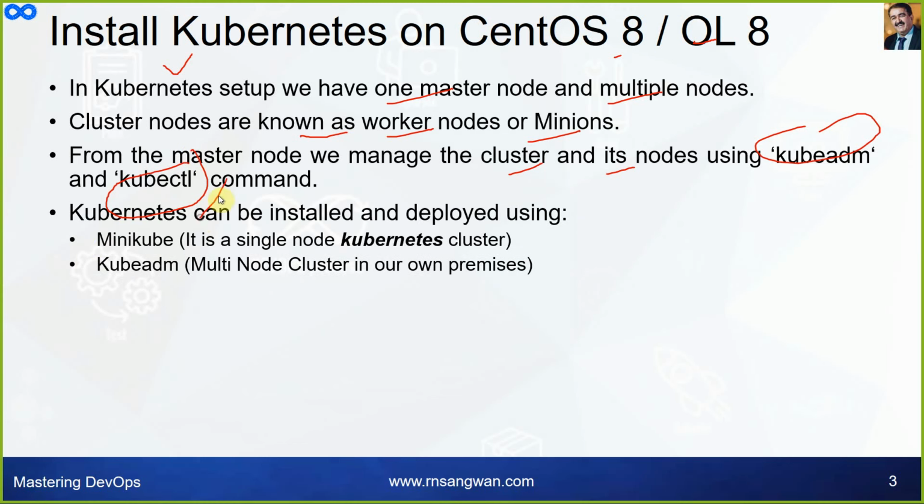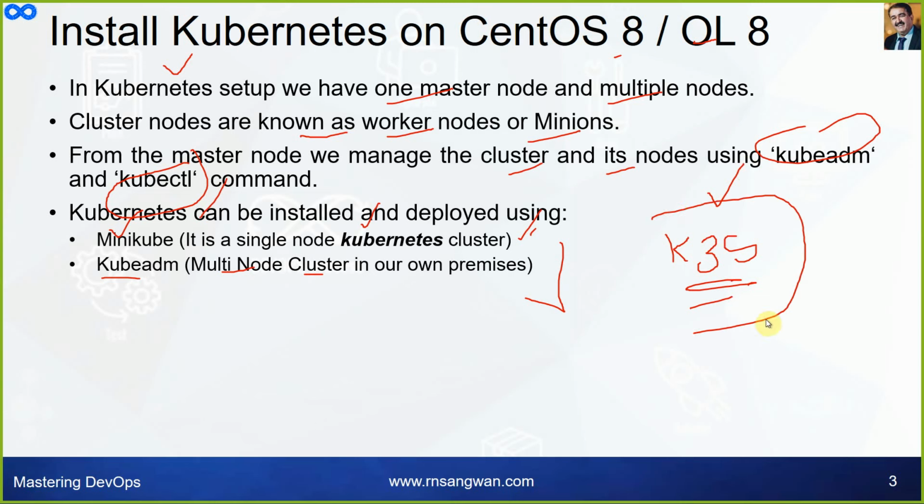Kubernetes can be installed and deployed using Minikube, which will be a single-node Kubernetes cluster; Kubeadm, which is a multi-node cluster on your own premises; and the third option is K3S, which is a lightweight Kubernetes cluster. For K3S, a single-node lightweight fully working cluster, the lecture recording is available on my channel. Just 3-4 lectures before this, there's a lecture on Rancher. Rancher is a Kubernetes management system, and in the first 10 minutes I demonstrate how to install K3S, the lightweight Kubernetes cluster.